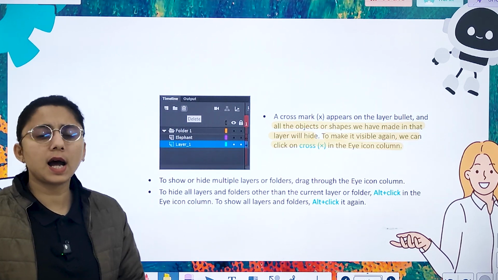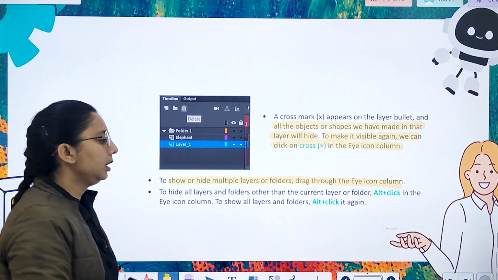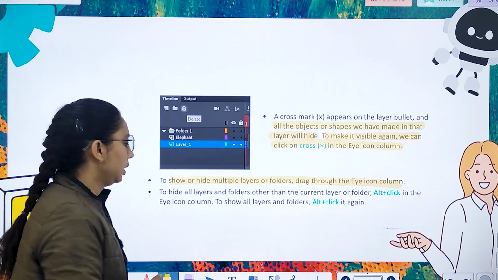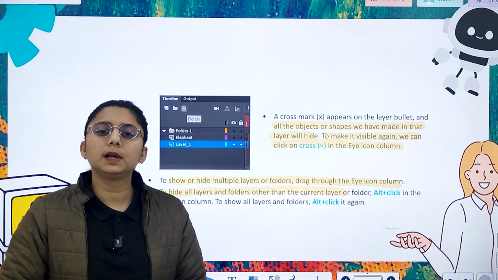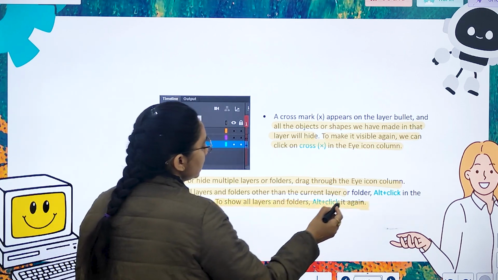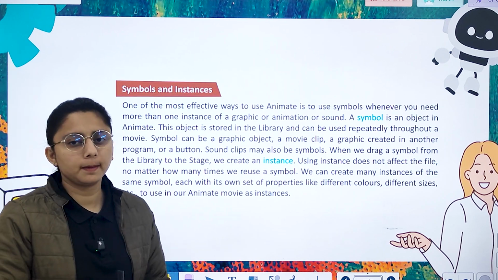To show or hide multiple layers or folders, drag through the eye column. If you want to hide or show multiple layers, you can do it this way. To hide all layers and folders other than the current layer or folder, you will Alt-click in the eye column. To show all layers and folders, you will Alt-click again.